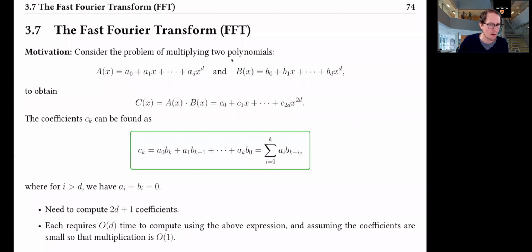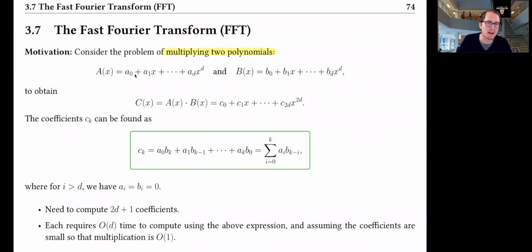Hi, everyone. Okay, so this is going to be our last topic within divide and conquer algorithms. We're going to go over the fast Fourier transform, and then we'll see how it actually provides us with an even faster algorithm for multiplying two n-bit numbers. As a motivation, consider the problem of multiplying two polynomials.